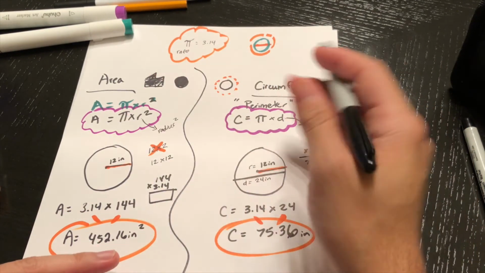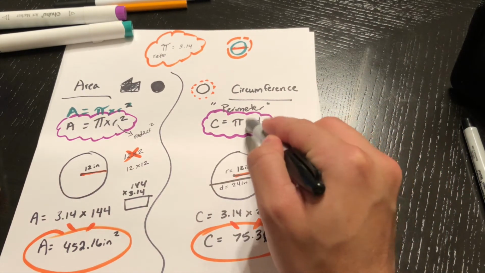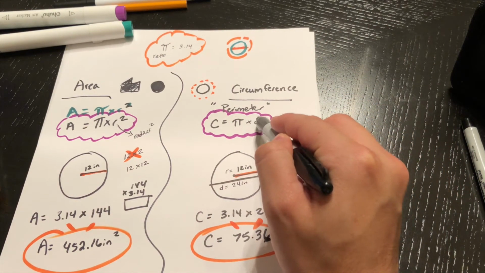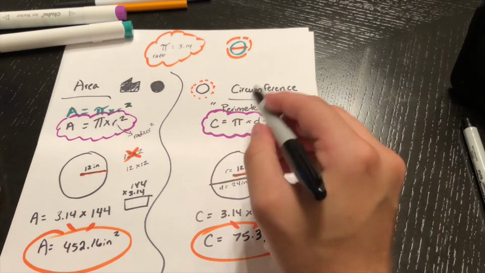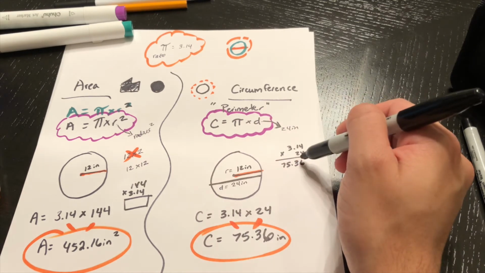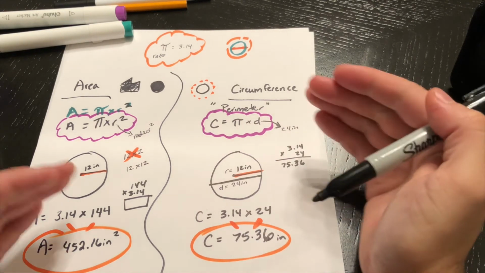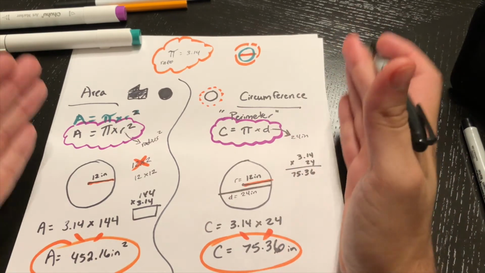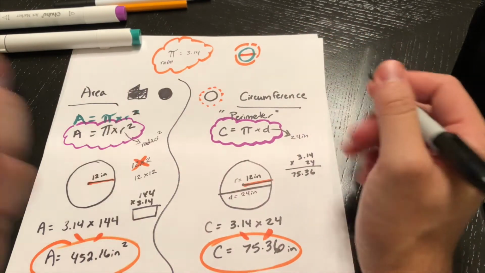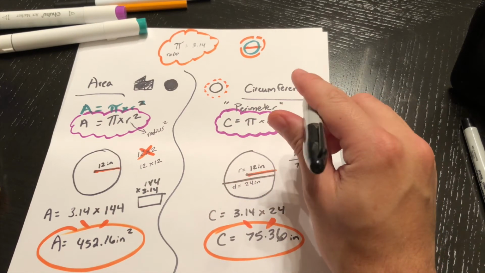All right, on the other side, for circumference, the only difference is instead of using the radius, we use the diameter. So we're going to do pi, 3.14, times 24. And if you do 3.14 times 24, you should get 75.36. So that's it. Now that you know how to find the area and the circumference of a circle, I'm going to leave you guys with weekly challenge number 5.